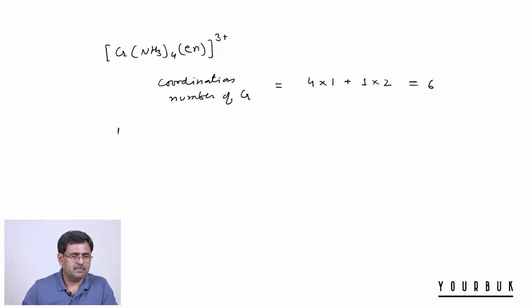We have one more example. This is called [Ni(NH3)2Cl2].